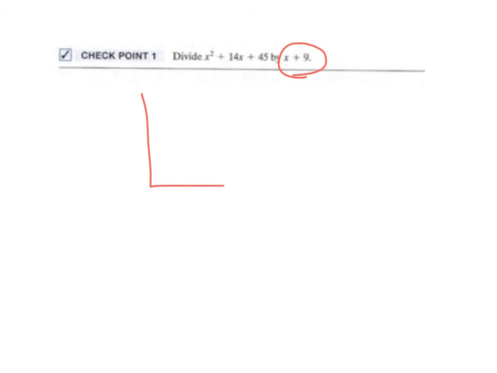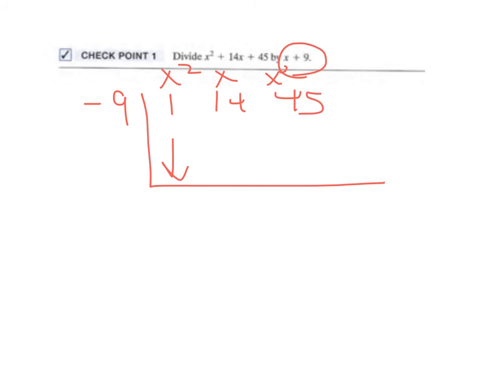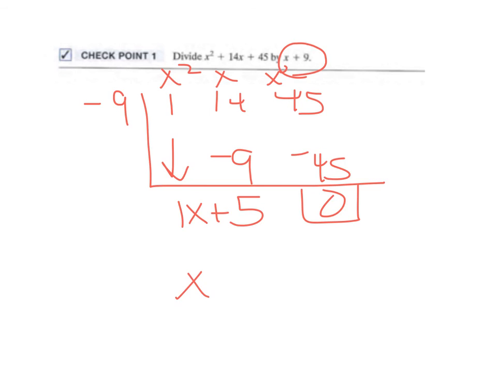So I draw my box, I change to the opposite number, and then I put the 1, the 14, and the 45. Basically, you have to have it in order, x squared, next to the 0 power. I bring down the first number, I multiply, then I add, multiply, and add. I got a remainder of 0, and so if you have x squared, you have to have 1 less, so this will be x plus 5. So my answer is x plus 5.